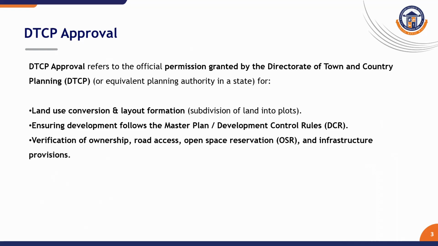DTCP approval stands for Directorate of Town and Country Planning, or its equivalent state authority. This permission is essential for two primary activities. First, for the conversion of land use and the formation of layout, which involves subdividing a large land parcel into individual plots. Second, to ensure that any such development strictly adheres to the city master plan and the development control rules, which means DCR. It is a verification mechanism for ownership, road access, mandatory open space reservation, and the provision of essential infrastructure.